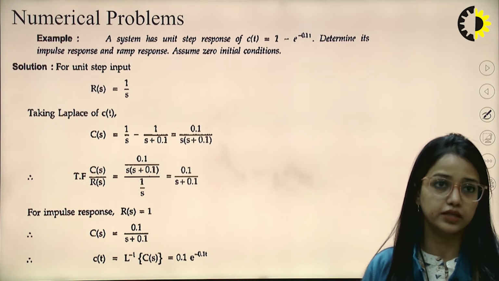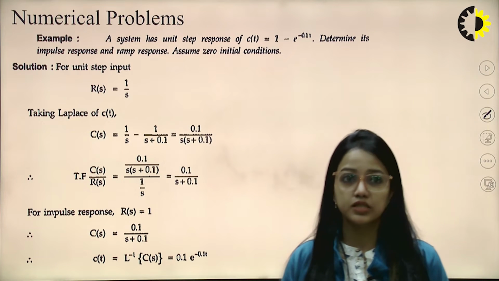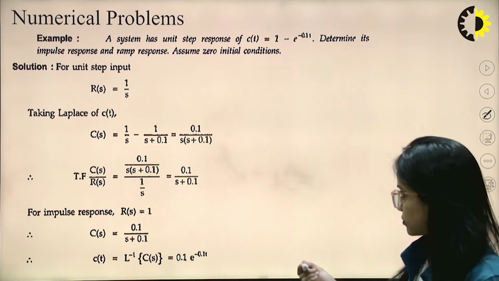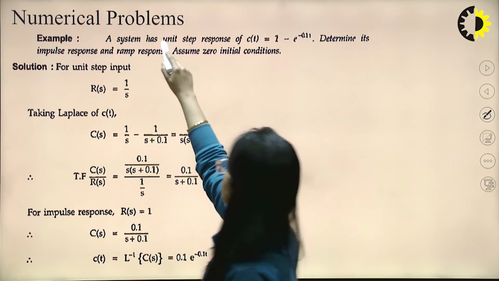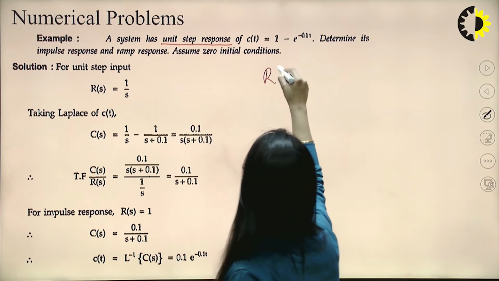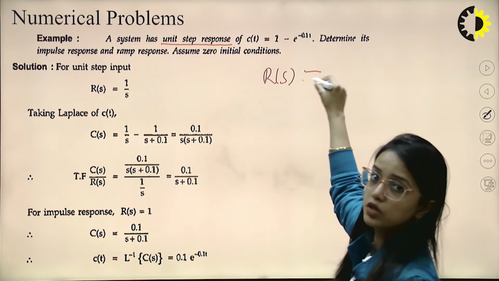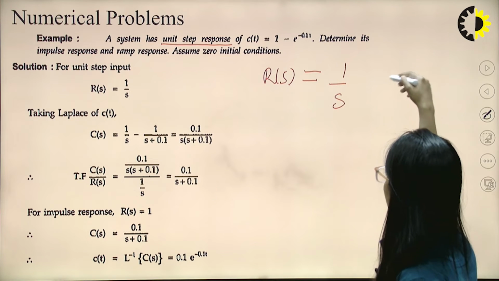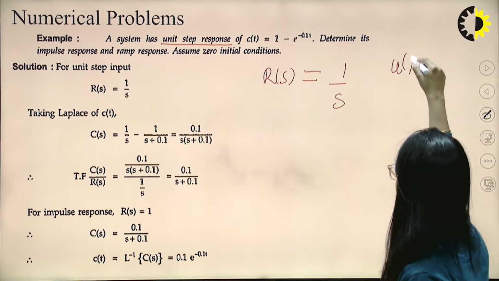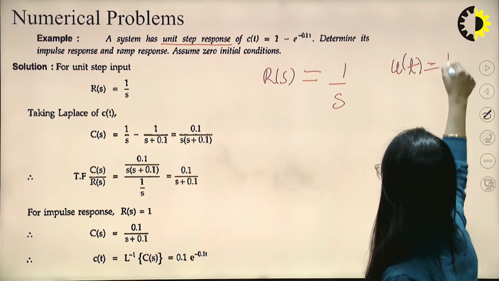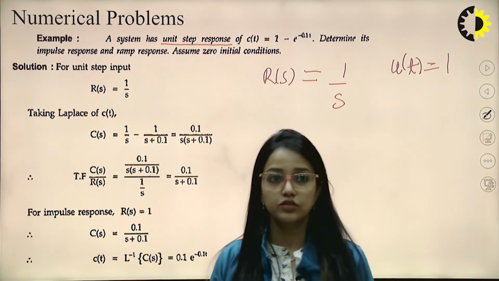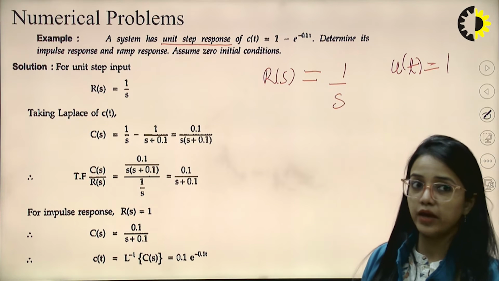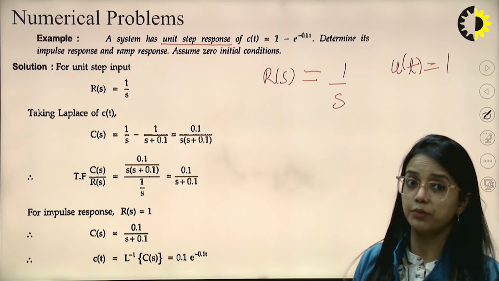Considering another numerical, where a system has a unit step response. Unit step response means R of S will be equal to 1 by S, and we can call it that U of S is just 1. So it is a unit step response. Determine the impulse response and ramp response.